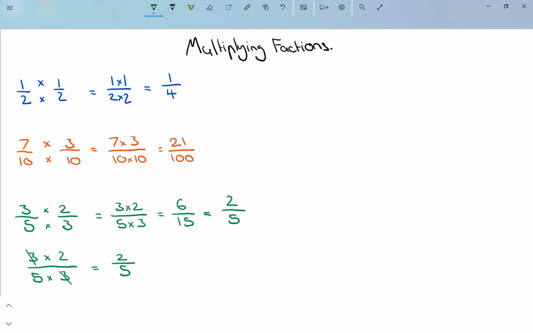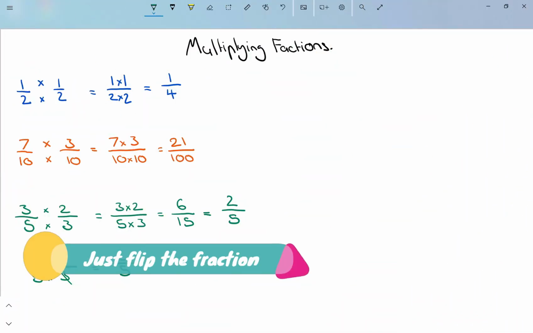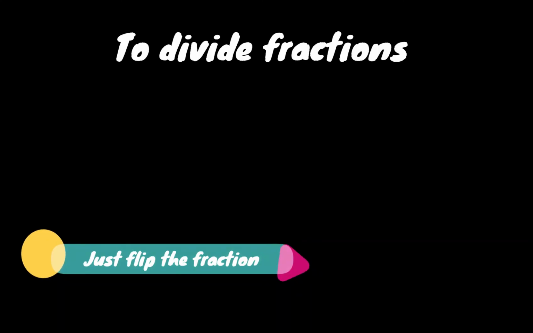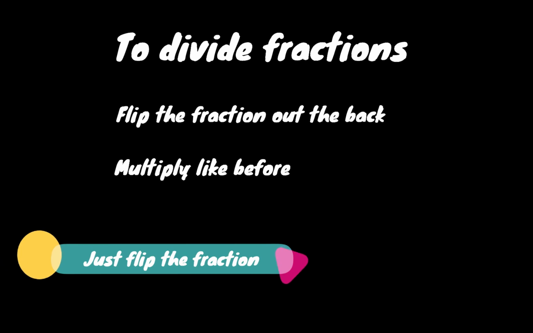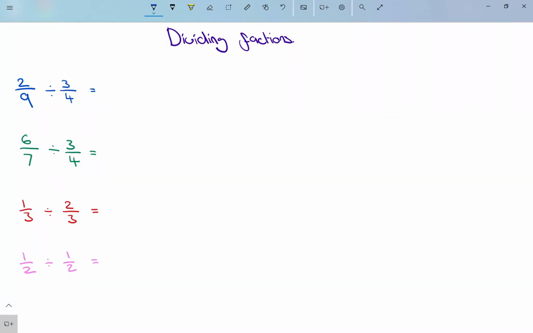Now we're going to move on to how to divide fractions. With this we're going to show how to divide fractions just with a simple trick. So first you flip the fraction at the back and then you just multiply like normal.